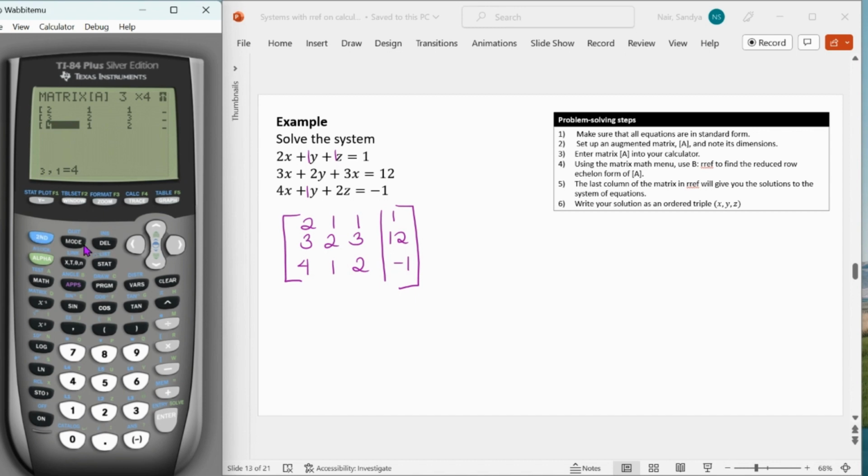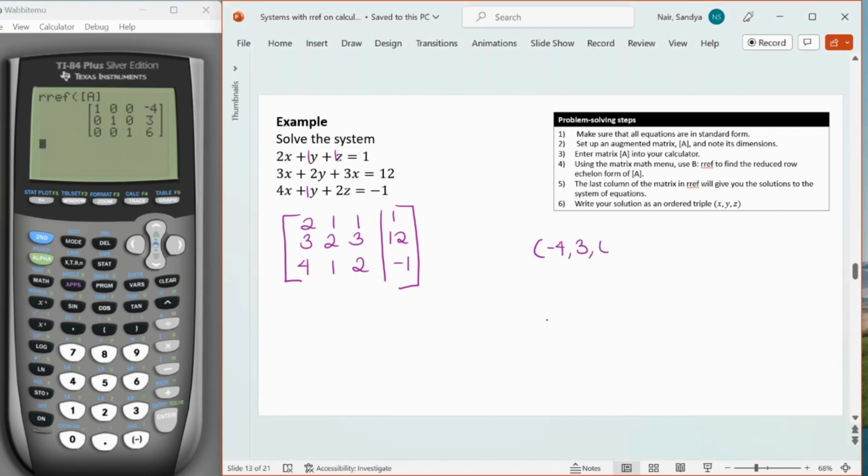And then we click second mode to return to the home screen. I'm going to clear what I have there and then go to second matrix and go to the math menu and choose option B, which is reduced row echelon form. Hit enter and then go second matrix. And then from the names menu, we're going to choose matrix A. So hit enter and then it does give us our solution. So we're going to write that as an ordered triple, which is -4, 3, 6. And now that is solved.